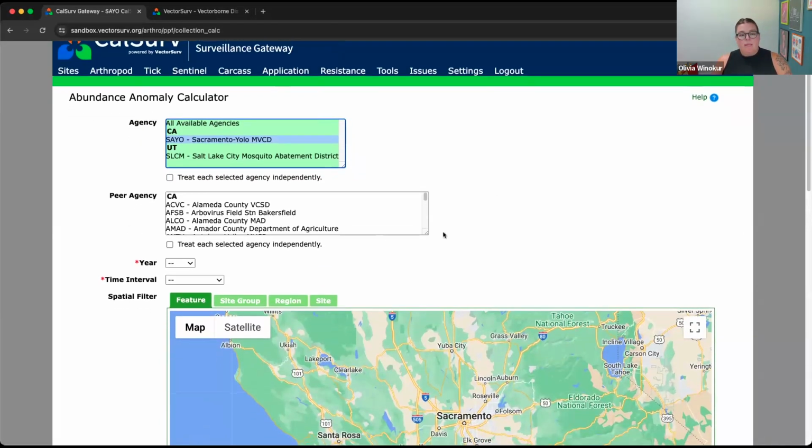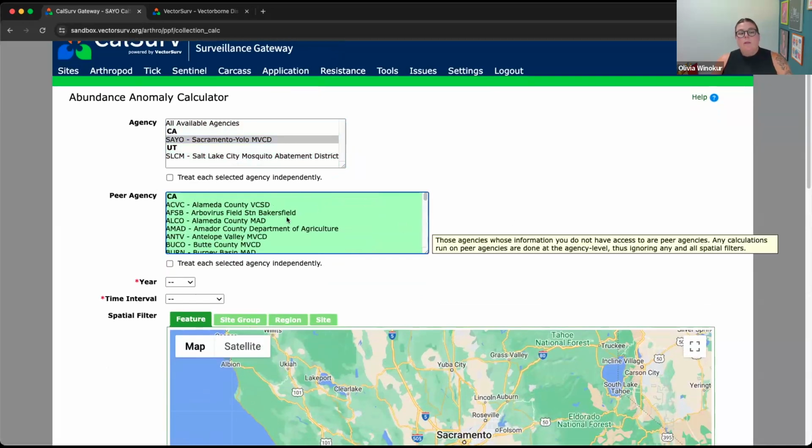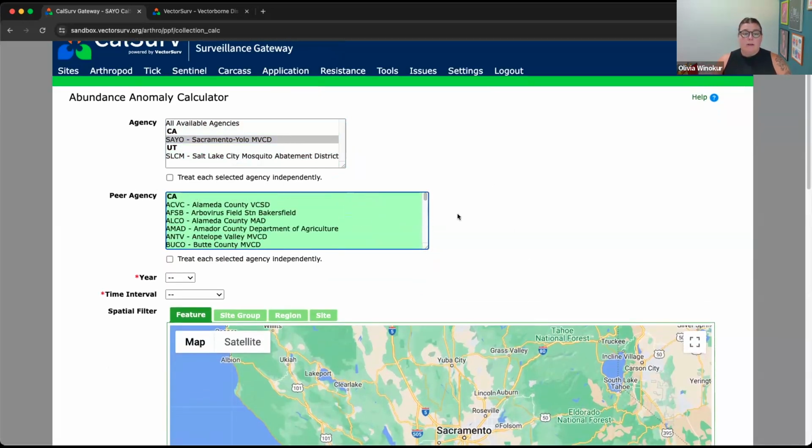Peer agency is basically any other agency in your state. This will allow you to run the calculator on an agency-wide basis for those peer agencies. So if I'm in Sacramento and I'm interested in what's happening in the next county, in Placer County, to make sure things aren't just weird here, they're also weird in other nearby counties, I can run this calculator for all of Placer County. I can't select specific spatial features within that agency unless that agency has specifically given me access to their data in the system. For now, I'm going to skip that.